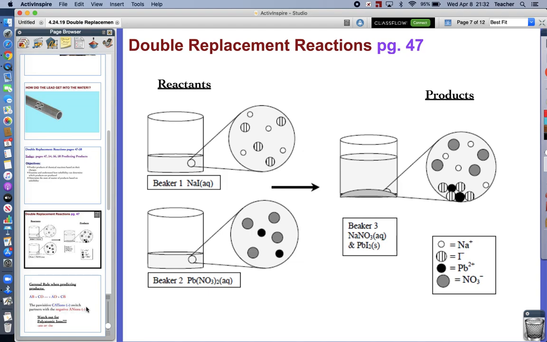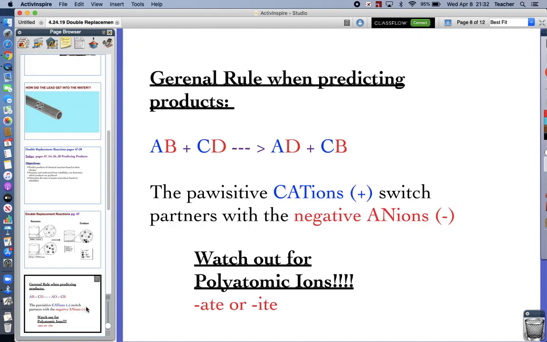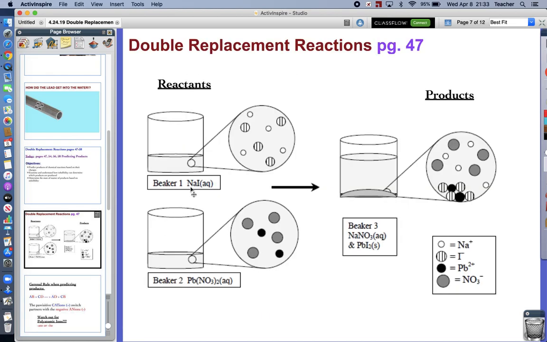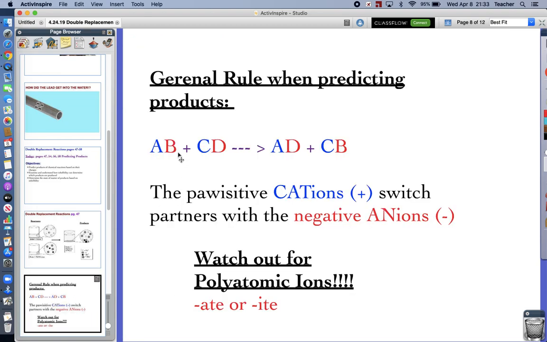So, there are a couple general rules when predicting products, and I like to color code to see positive and negative. So my blue is positive for cations, positive, get it? And that's A and C in this example. Very similar to sodium here and lead II right here. And then I've got B and D, which are my anions, which are negative. Those can also be polyatomic ions.